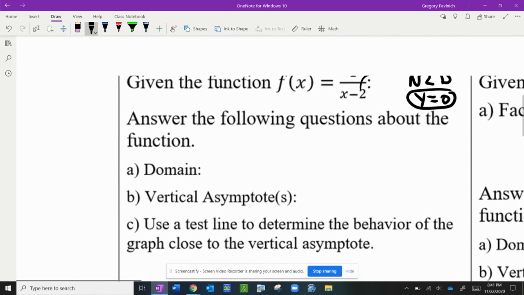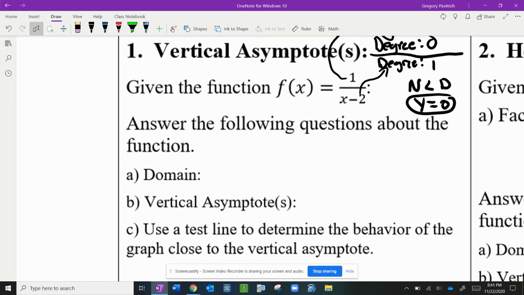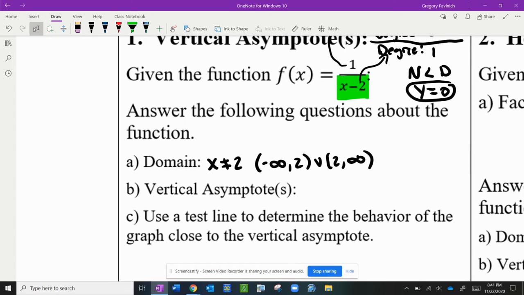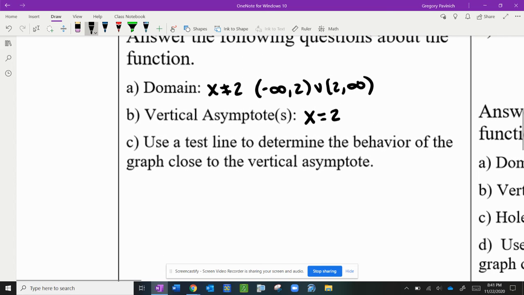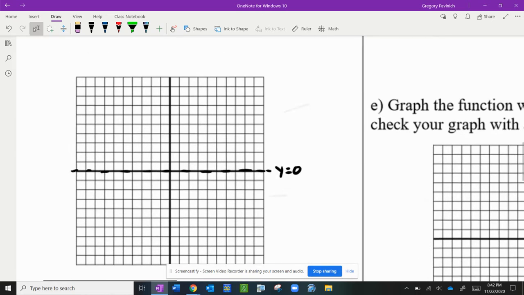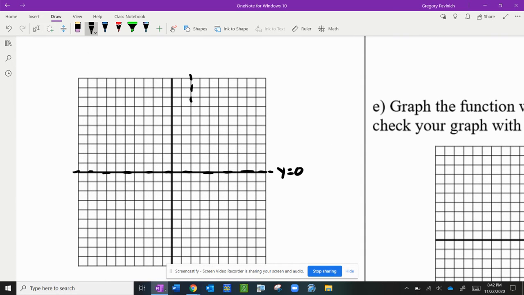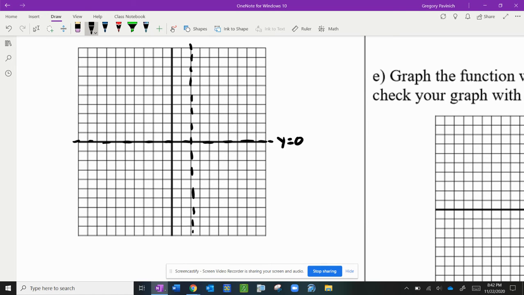Okay, the next thing is talking about the domain, which leads us to points of discontinuity. If I notice in the denominator, I have x minus 2. So I know my domain, my x, cannot equal 2. Written formally in interval notation, this would be my domain. And it would be a vertical asymptote. So I have a vertical asymptote at x equals 2. And then what I want to do is graph that. And notice the vertical asymptote.